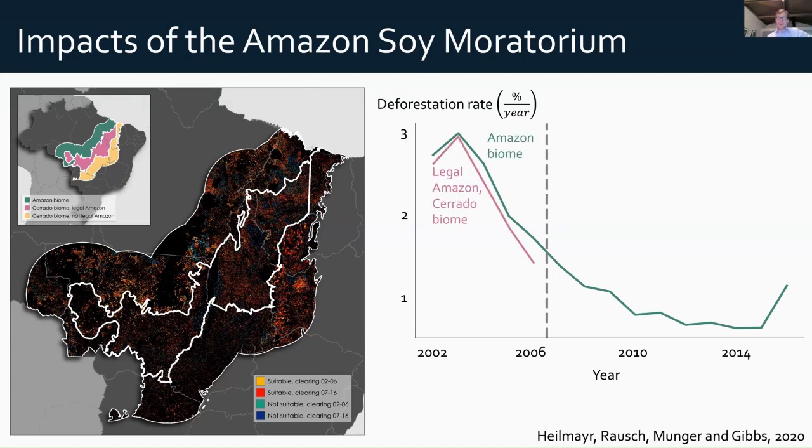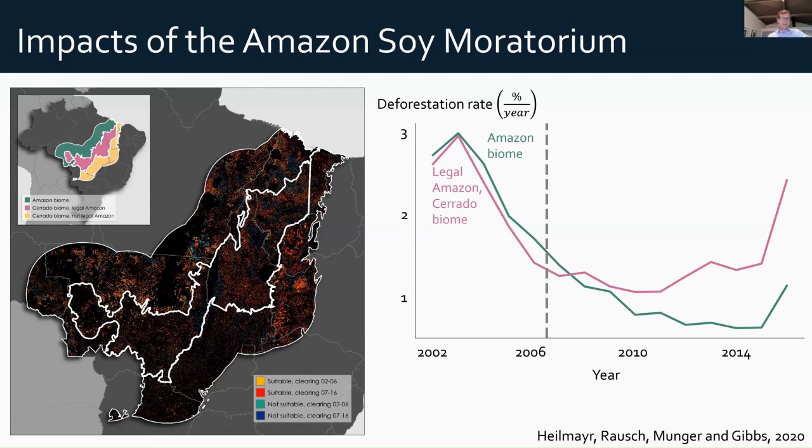So if I look at the Amazon biome, maybe I could compare it to the legal Amazon, but Cerrado biome, an area that was exposed to a similar set of government policies, but not the same corporate deforestation commitments, and track how that changed before and after the adoption of the policy. And we can see that although in the Amazon biome, deforestation kept declining after 2006, in the Cerrado biome, it leveled off and increased over time.